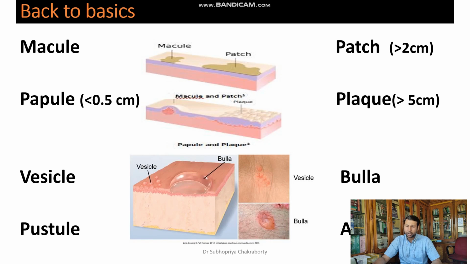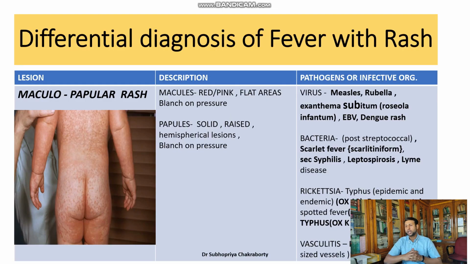So these are the things. Let's come to the most important thing: maculopapular rash. Macular means a flat thing, and papular means it is also elevated. Macules are red-pink, flat rashes, and very importantly, they blanch on pressure. The papules are somewhat elevated, solid, raised, hemispherical lesions, and they also blanch on pressure.